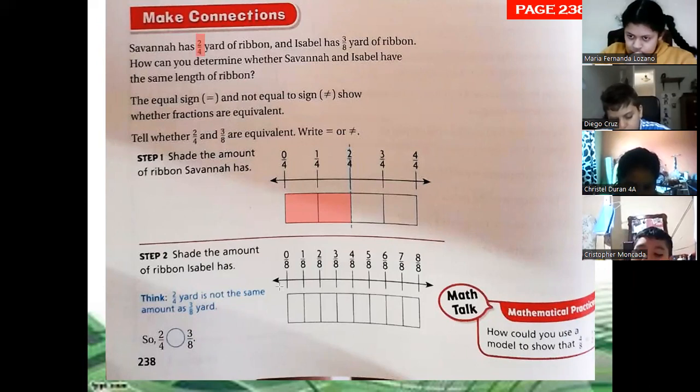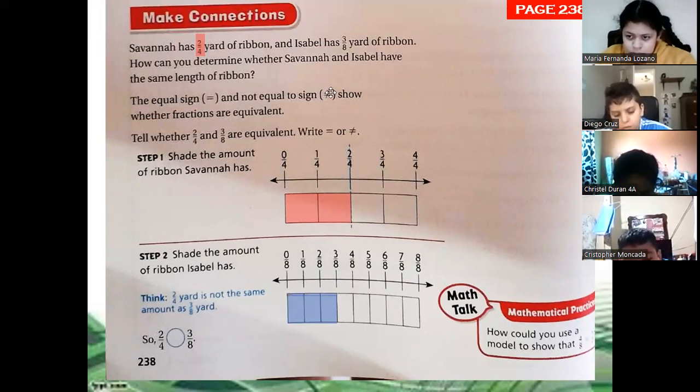In the next one, step B, how many pieces represent the fraction? 3/8. So I have to color three. This one represents Isabel's ribbon. Now look at them, how they are. Do they represent the same amount? No. The red one is greater, right? Savannah has more ribbon.